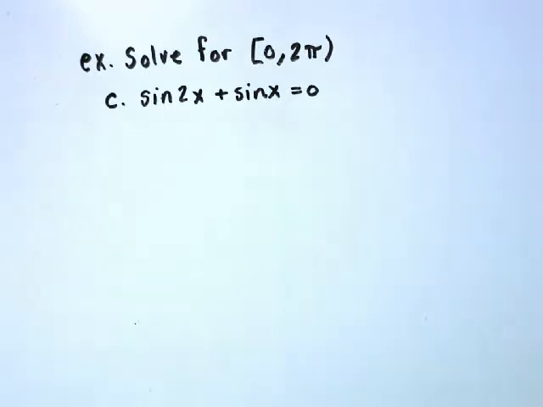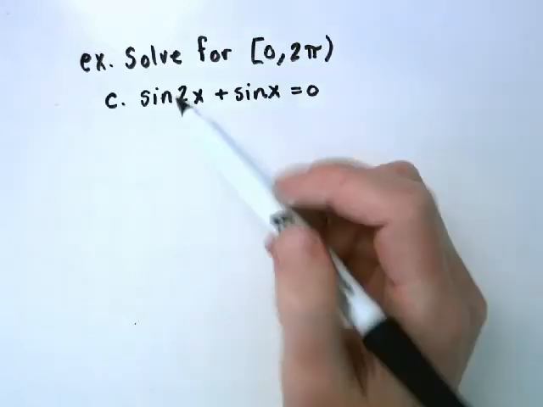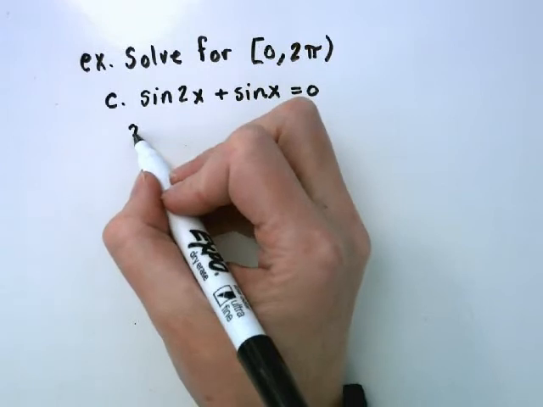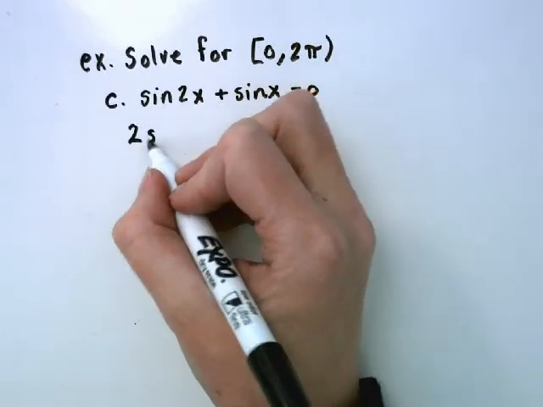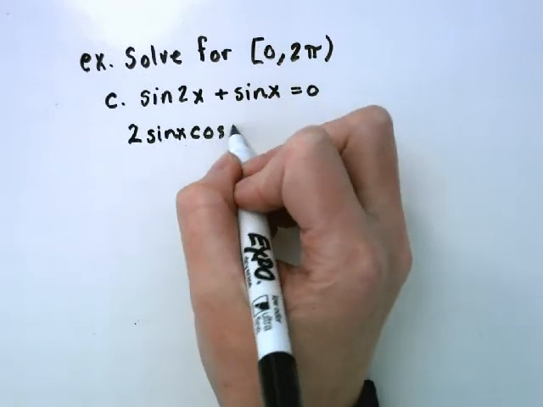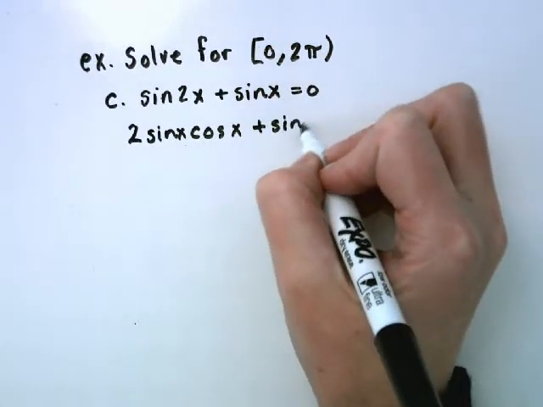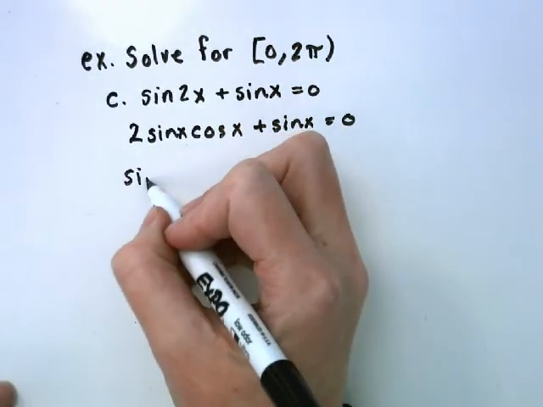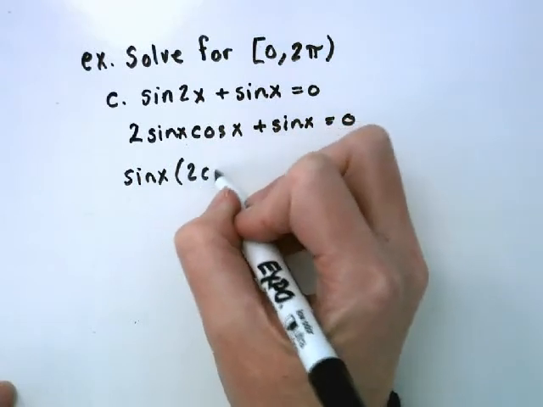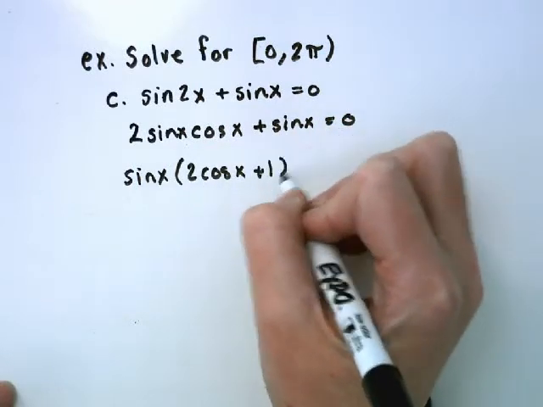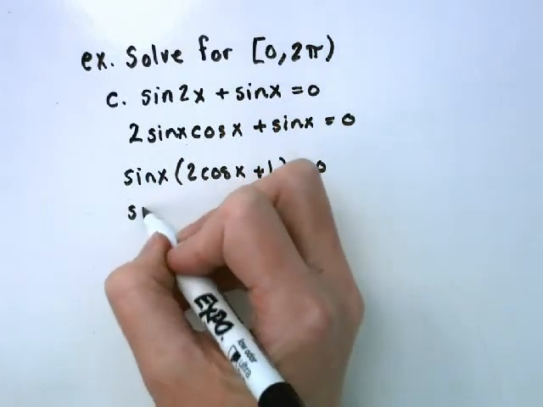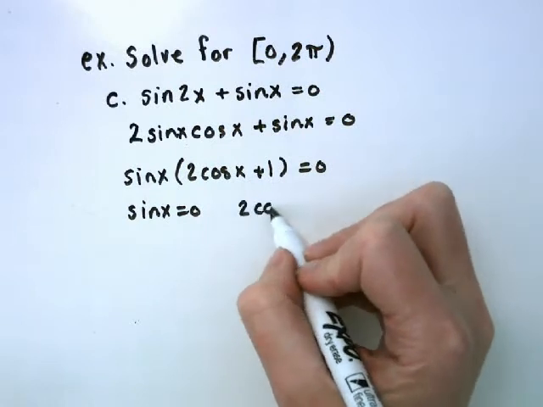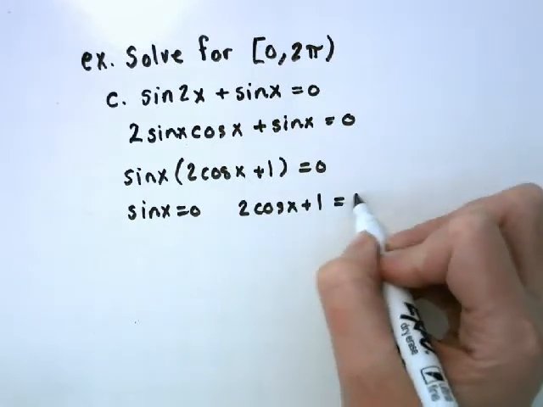Our next one, sine 2x plus sine x equals 0. The first thing automatically when you see that is we need to replace it with its identity. So it's going to be 2 sine x cosine x. Okay, now I can factor out the common factor. So either sine x equals 0, or 2 cosine x plus 1 equals 0.